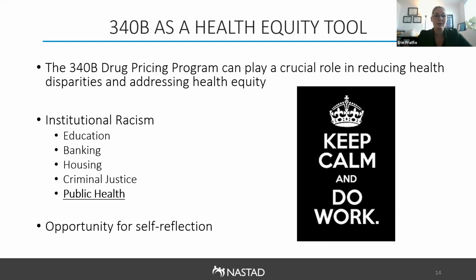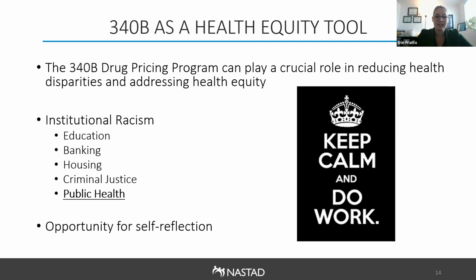The 340B drug pricing program is an opportunity to start health equity conversations and bring anti-racism work to the table. The 340B program can and should be used as a tool to address health disparities and implement racial justice work. It should be used correctly. So again, just take this time for self-reflection.